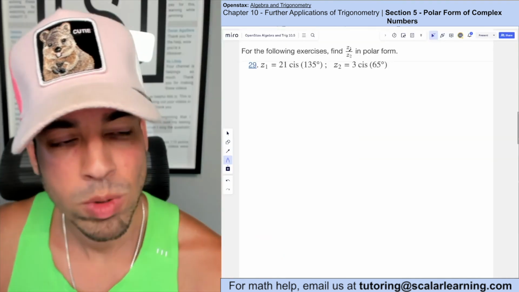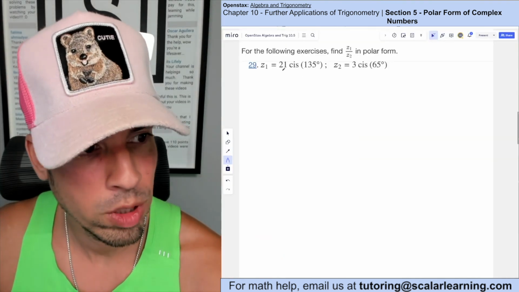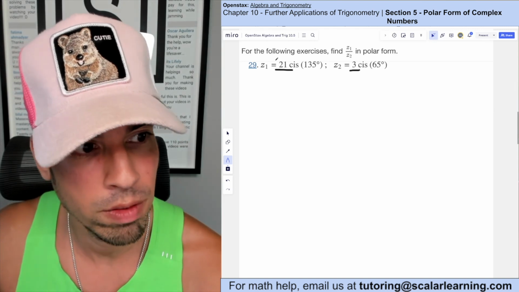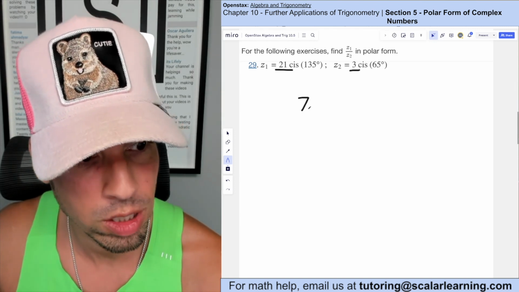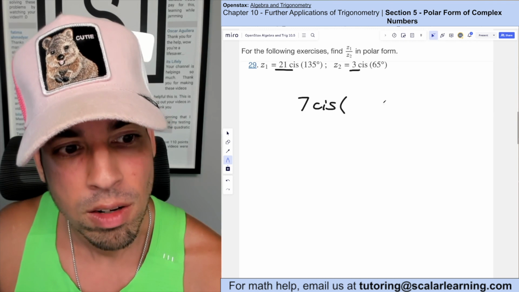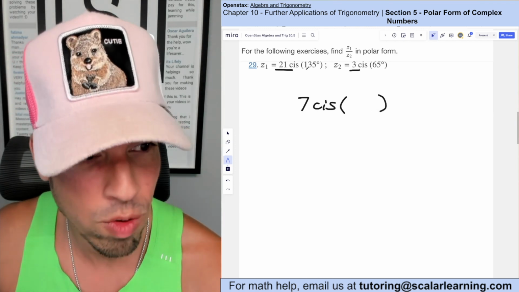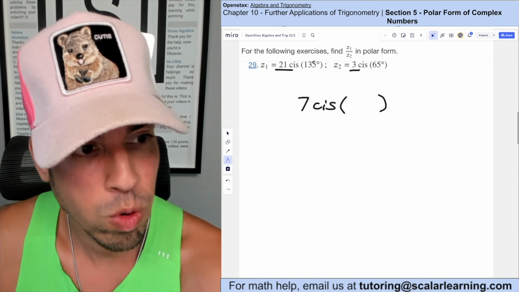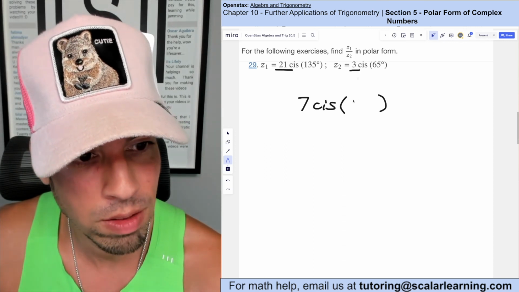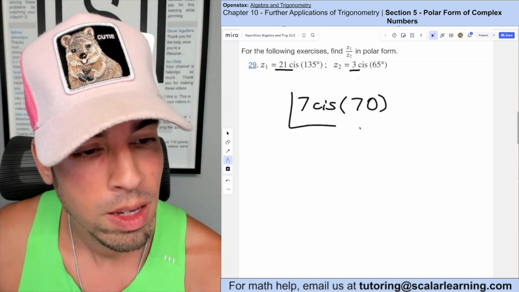Done. So for this one, to take the quotient, the way you do it is you take the quotient literally of the r value, 21 divided by 3, which is 7. And then for the degrees, for the theta value, you subtract, right? For product, you added. For quotient, we subtract. So 135 minus 65 is 70. So that's how you do it.